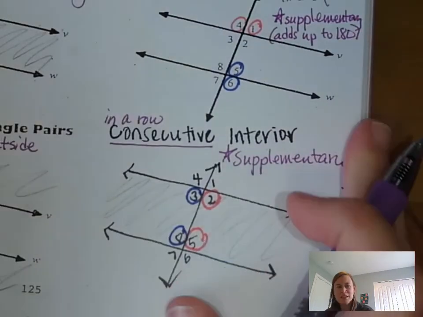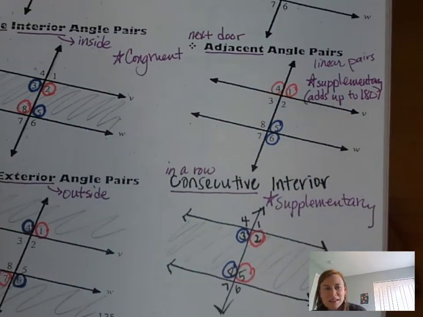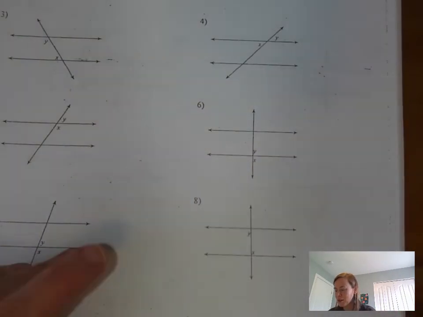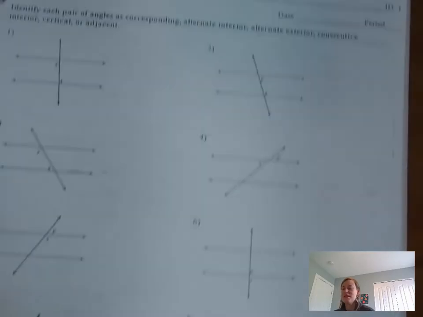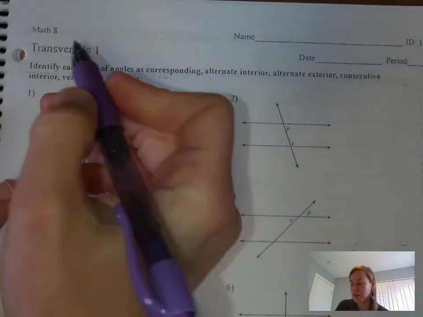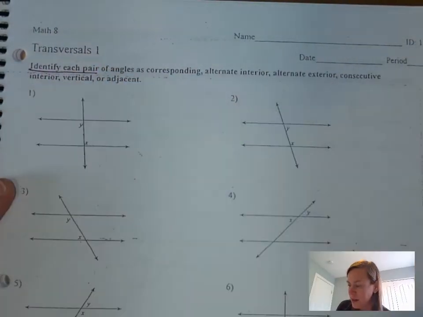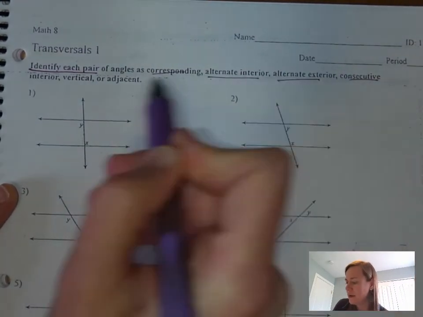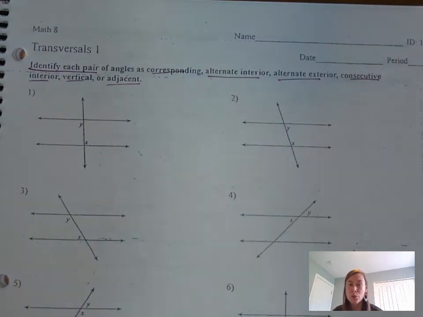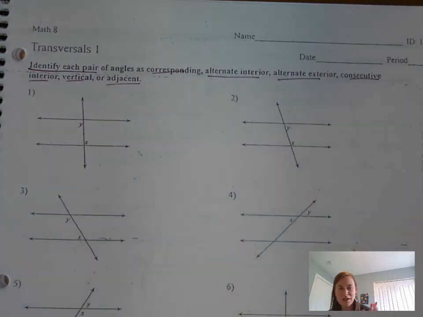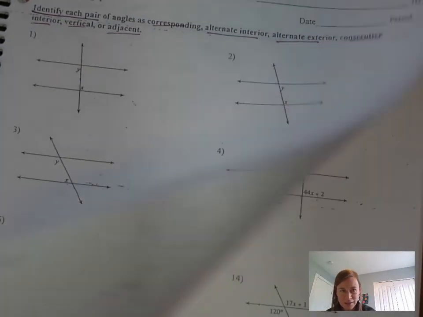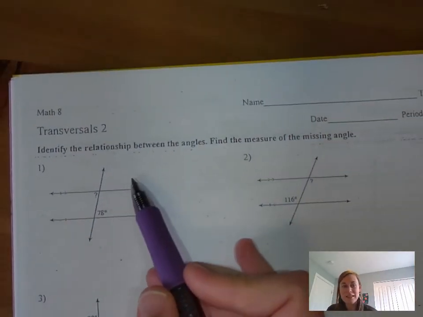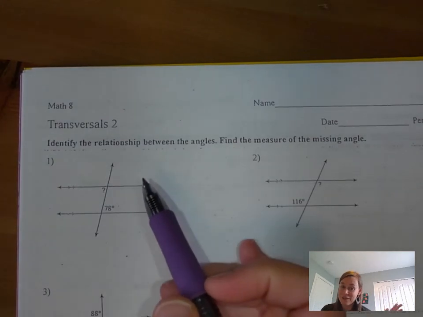And now you know all 6 of the angle relationships, and you are ready to start your assignment. And it is going to look like this. So on this first page, make sure you read the instructions. The first page, you just identify whether they're corresponding, alternate interior, alternate exterior, consecutive interior, vertical, or adjacent. Which one of those 6 are these? You don't have to know any measurements or anything. You just identify them. And then on the next page, you're going to identify the relationship and find the measure of the missing angle.